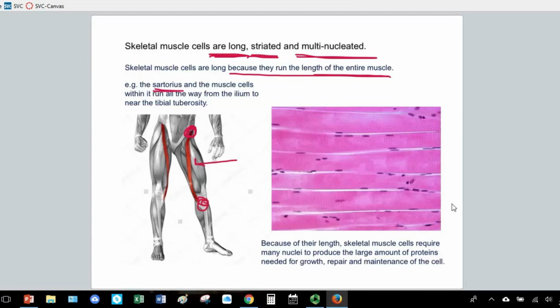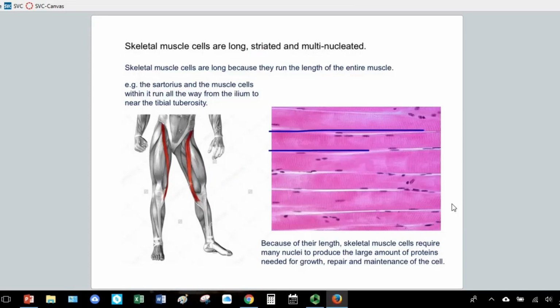So maybe this muscle is running 1.5, 2 feet long. And skeletal muscle cells run that individual length. So these skeletal muscle cells in the sartorius, for instance, may be 1.5, 2 feet long. So here we have individual skeletal muscle cells. Okay, this is the direction that they're running.